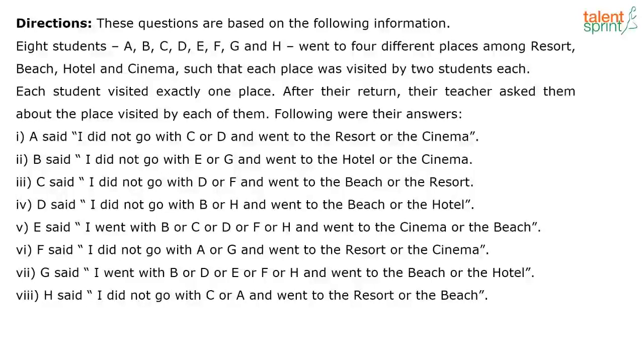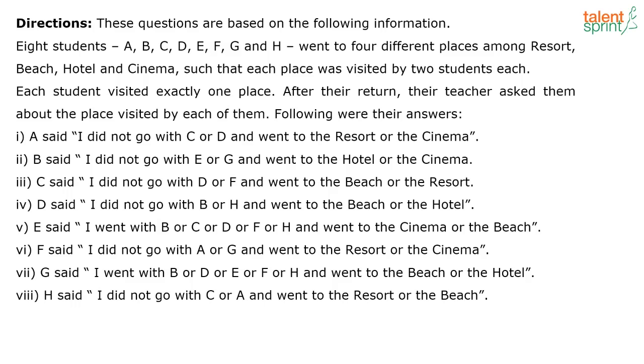8 students A, B, C, D, E, F, G and H went to 4 different places among resort, beach, hotel and cinema such that each place was visited by 2 students each. Each student visited exactly one place. After their return, their teacher asked them about the place visited by each of them.